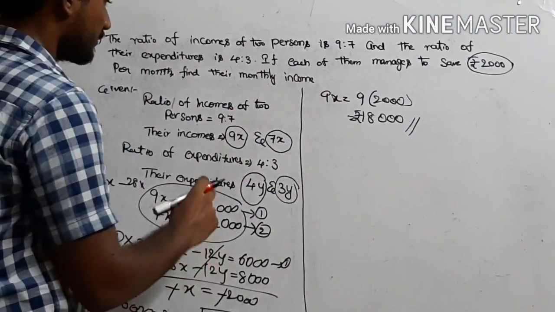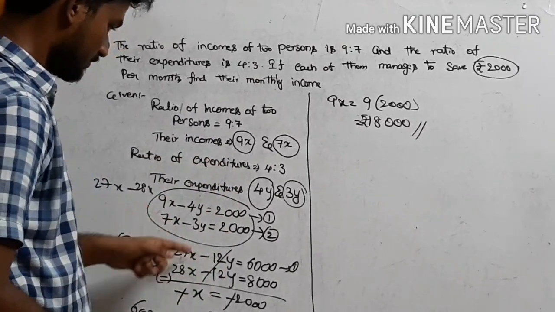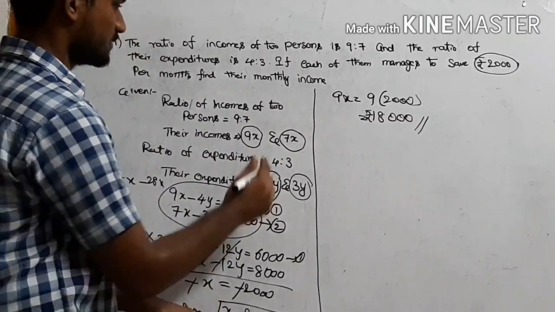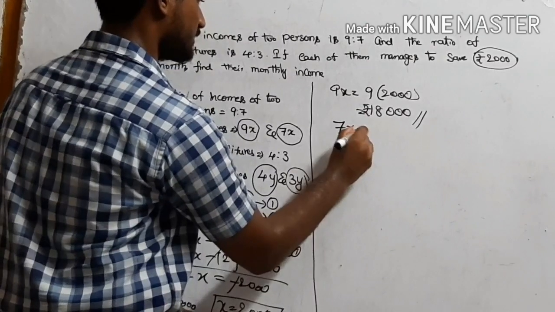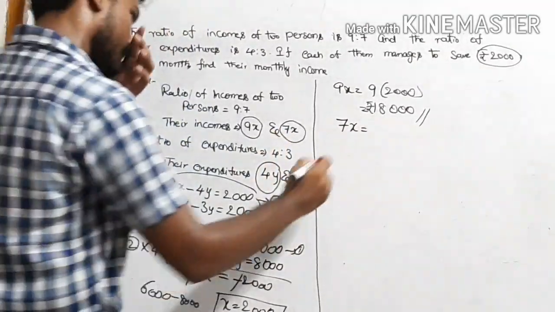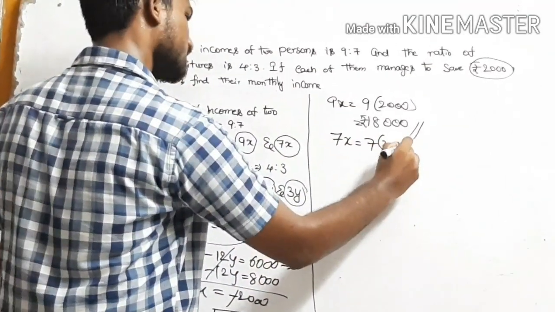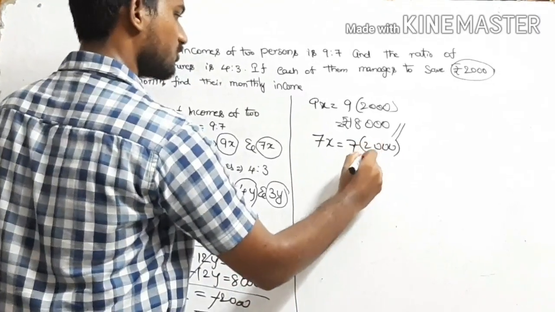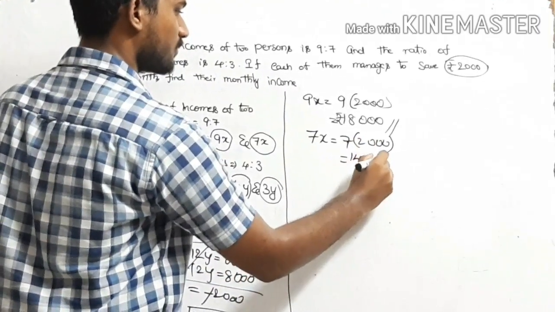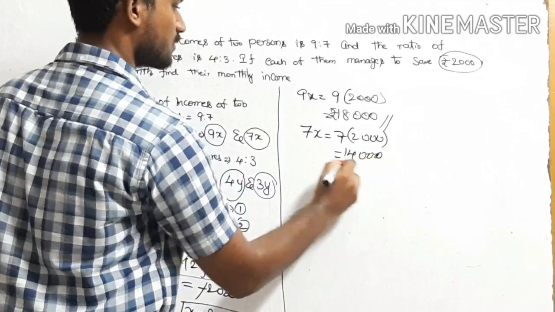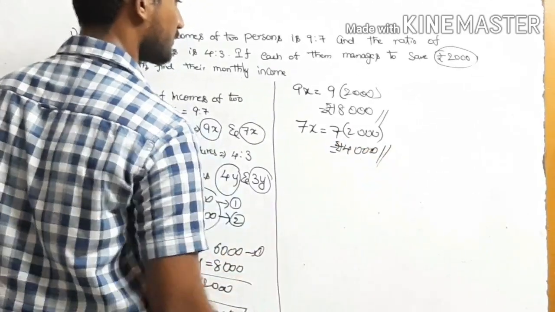Then the second person's income you can find by doing 7x, that is 7 into 2000, 14,000 is the second person's income.